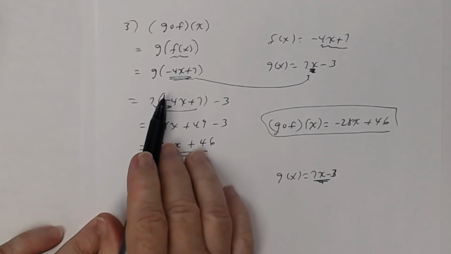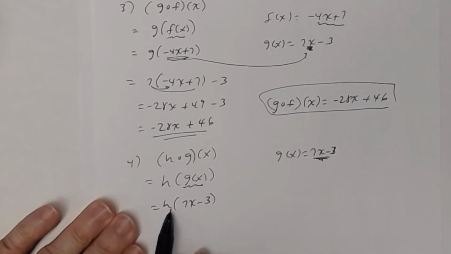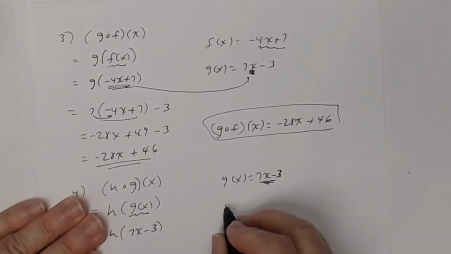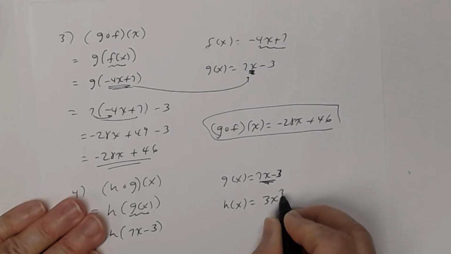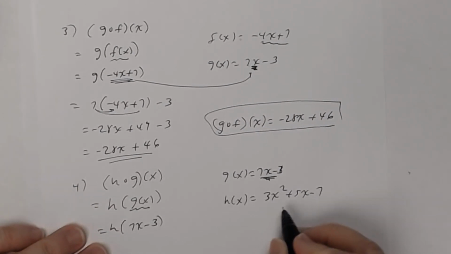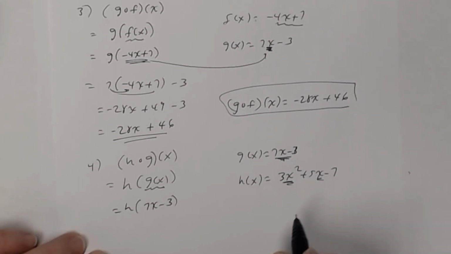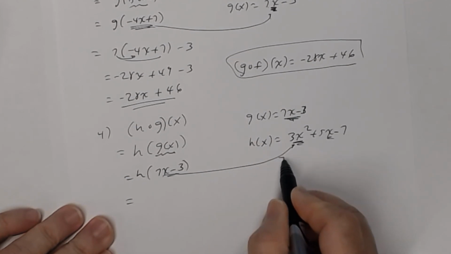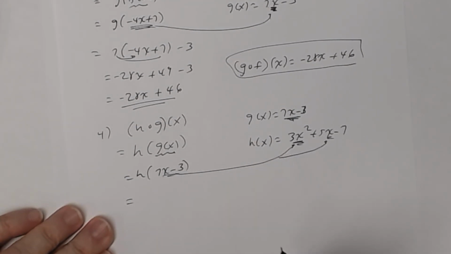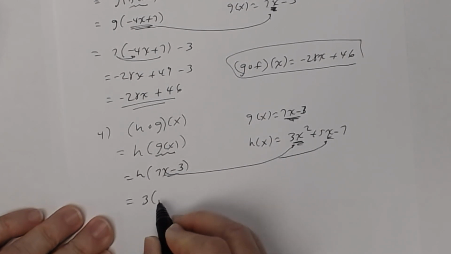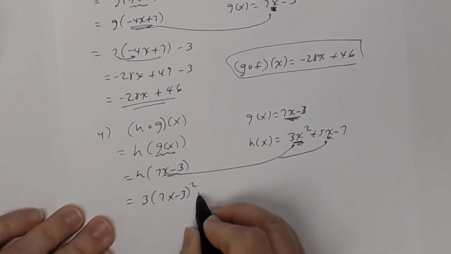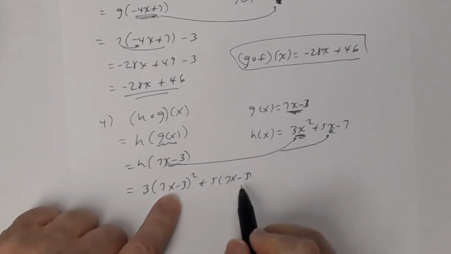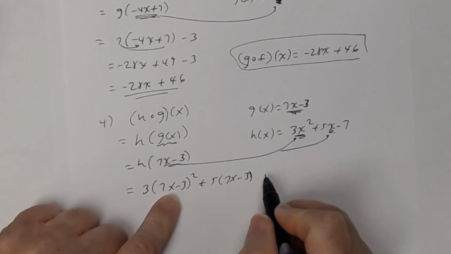Now, remember what that means, just like we did this one here. So this says I go to my function h, which is this quadratic function, 3x squared plus 5x minus 7. So h of x is 3x squared plus 5x minus 7. And wherever I see that variable x, I'm going to substitute 7x minus 3. So this becomes 3 times 7x minus 3 squared plus 5 times 7x minus 3, and then minus 7.